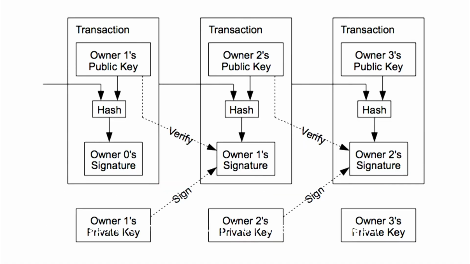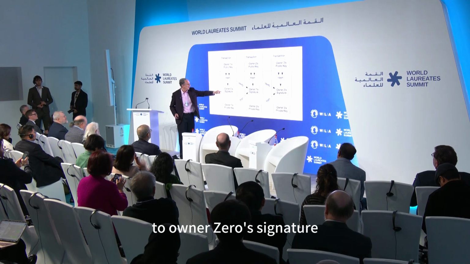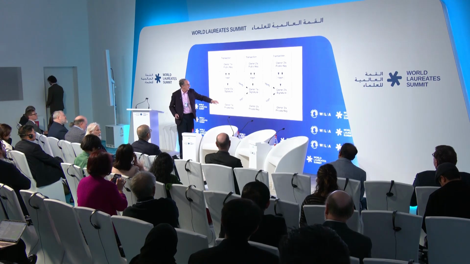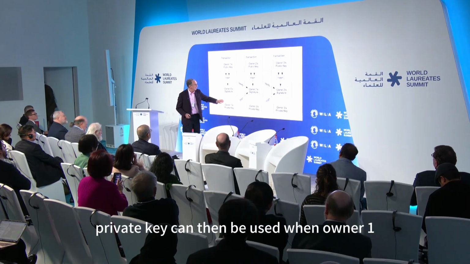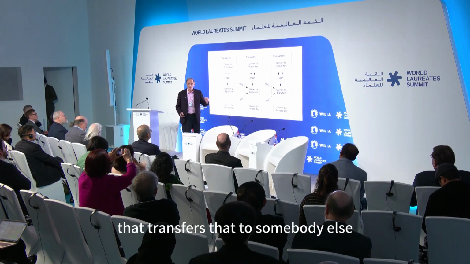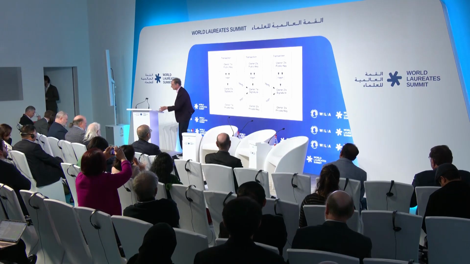So here's the diagram from the original paper. Owner 1's public key is hashed together with the previous block, which is the block chaining, to owner 0's signature. And owner 1's private key can then be used when owner 1 creates a signature that transfers the coin to somebody else.